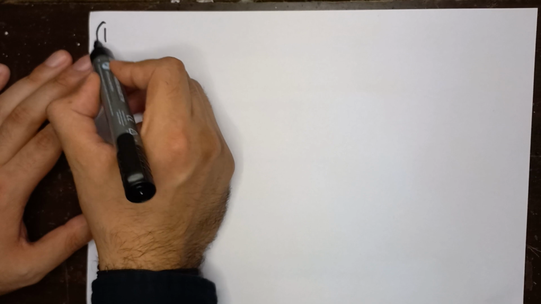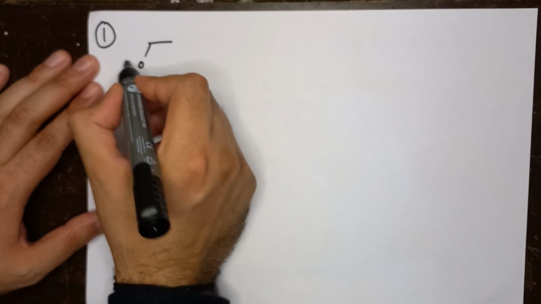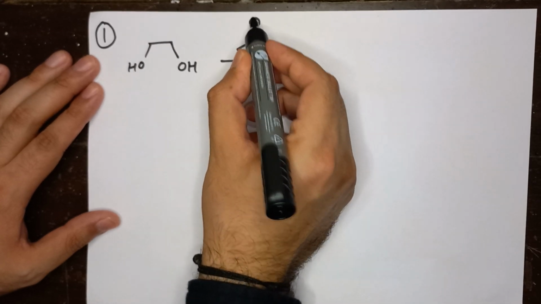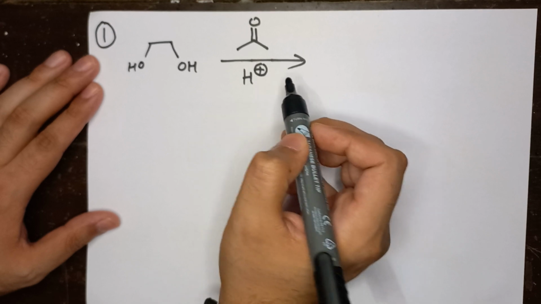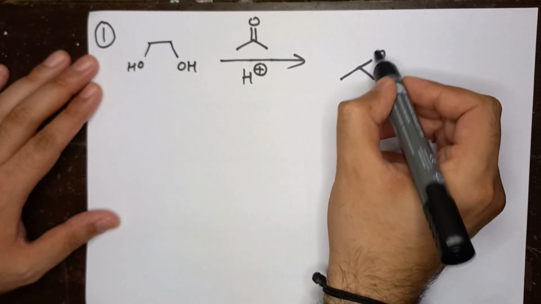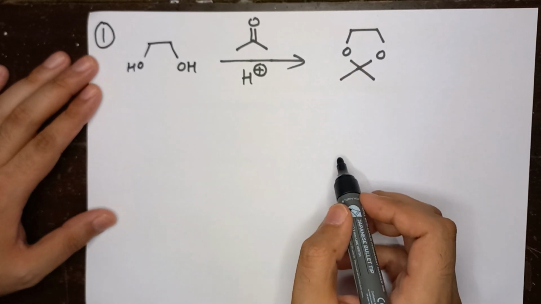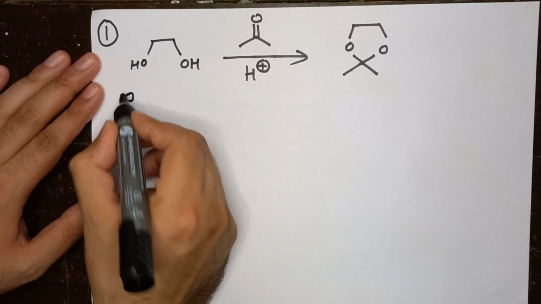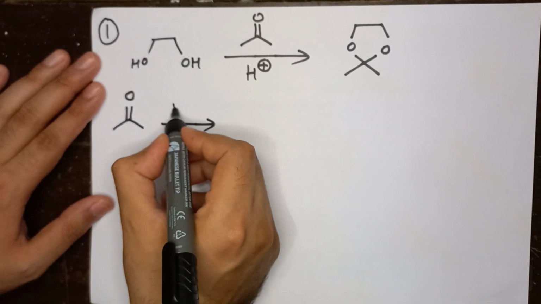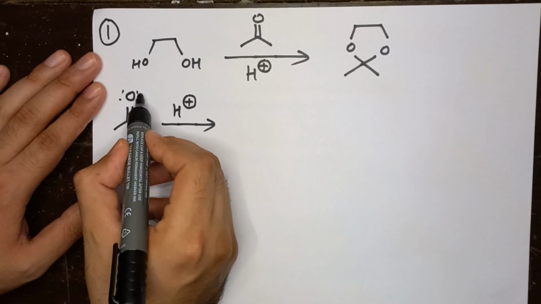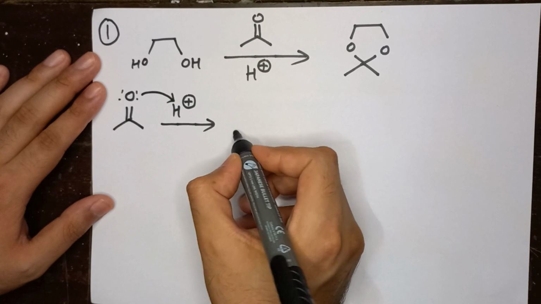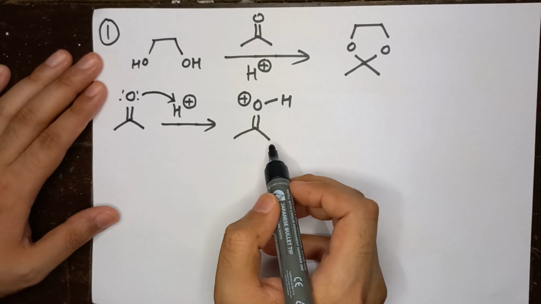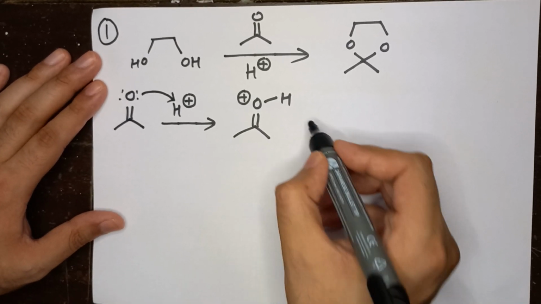Okay, so let's talk about the first method. This is my diol and I'm reacting it with acetone in a catalytic amount of H plus ions, and I am able to get the protected version. Now let's try to write the mechanism for this reaction. I have acetone, I have H plus ions. In the first step, the oxygen lone pair of the ketone will grab this proton and you have formed this particular intermediate.